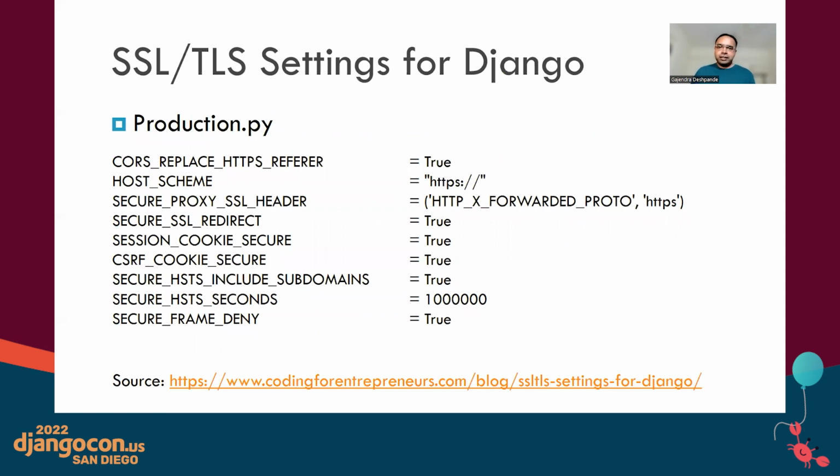Then if you are deploying your application, you need to make the following settings in the production.py file. So you need to set these headers such as CORS replace HTTP referer to true, host scheme to HTTPS, and secure HSTS include subdomains to true, and so on.